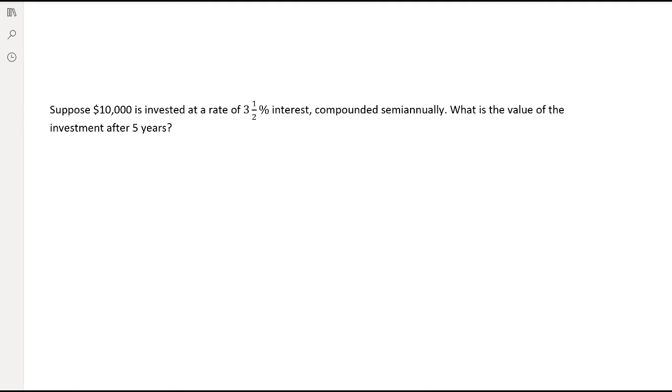Okay, so last little example here is we can use exponential functions to figure out how much money we're going to have in our account if we do an investment. Consider this: suppose $10,000 is invested at an interest rate of 3.5%, compounded semi-annually. What is the value of the investment after 5 years? Well, to calculate the value of this investment after 5 years, we have to do something called discrete compound.